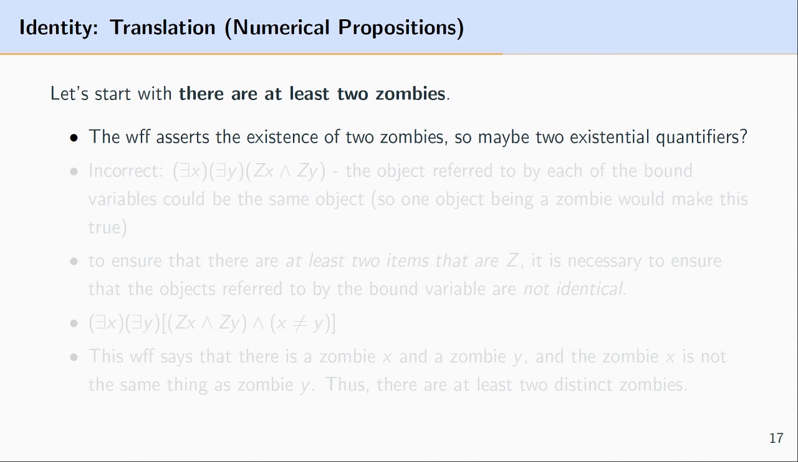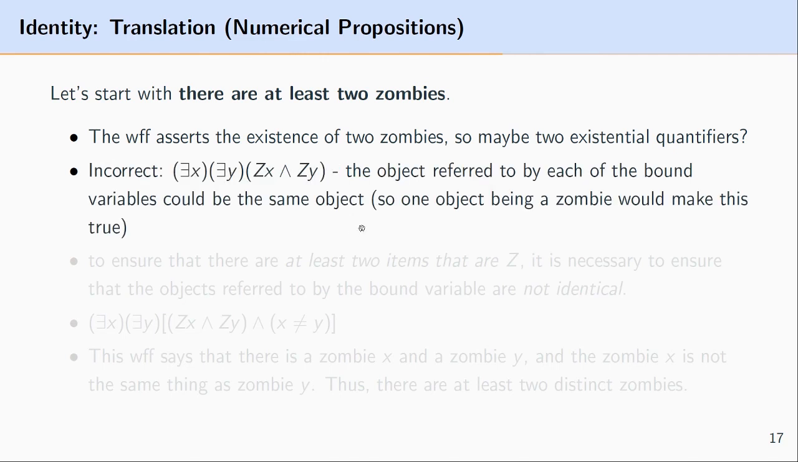So one thought is to say, well, maybe we can translate this simply by using two existential quantifiers. And so we might try to translate there are at least two zombies by writing the following. There exists an X and there exists a Y such that X is a zombie and Y is a zombie. This would not be a correct translation because the fact that there are two existential quantifiers there doesn't guarantee that there are two distinct zombies. This formula can be true provided there is one single zombie. And what we want is to say that there are two zombies and they are not the same zombie.